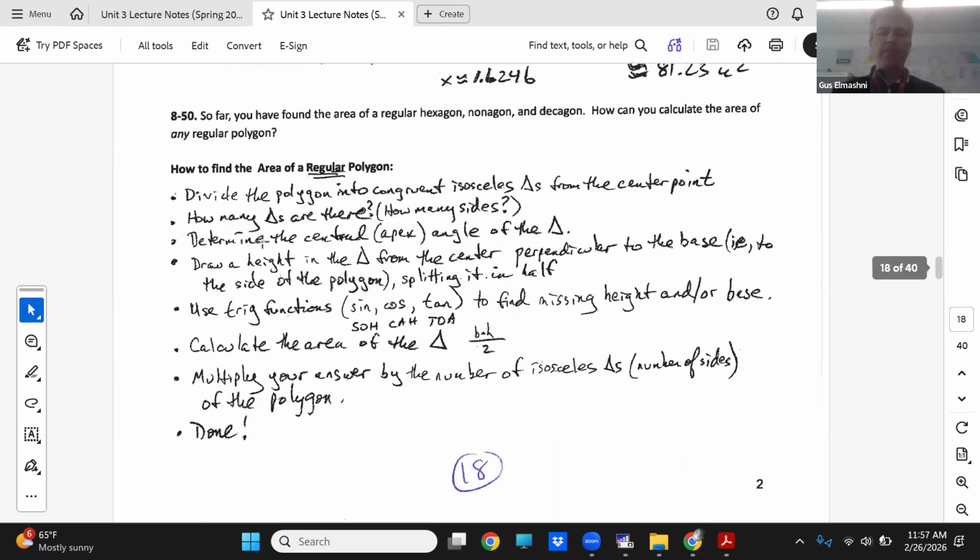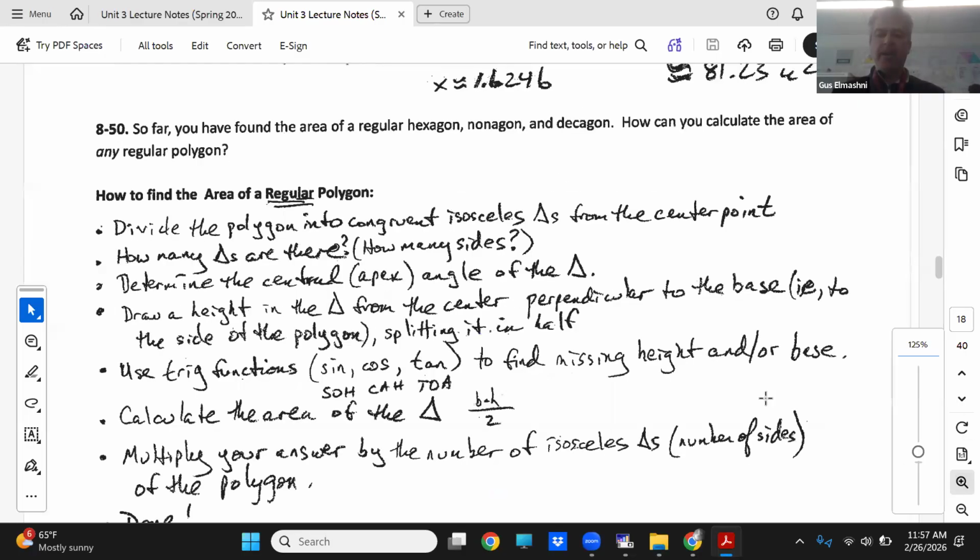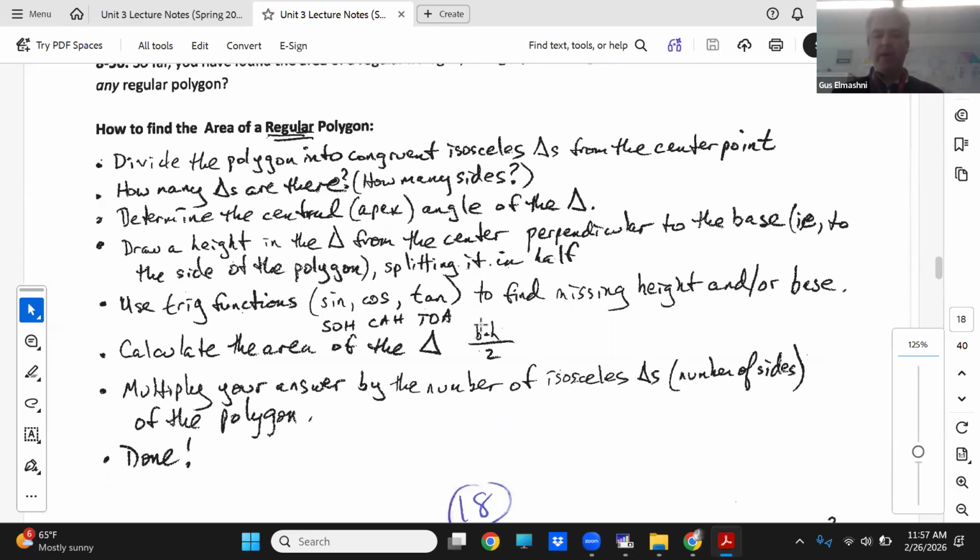Now, in summary, what are the things you could do? I know there's a lot being written here. Just feel free to write whatever of these you want. I say divide into congruent triangles. Figure out how many triangles there are. Find the central angle. Draw the height. Use trig. Calculate the area. Multiply by the number of triangles. Done. I actually wrote it in 3 steps. He wrote it down in 8 steps, but I think I consolidated the steps. So again, central angle, base and height, find area. That's all you're doing.